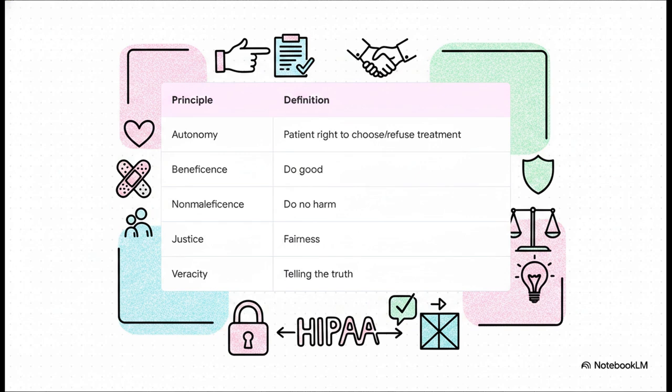Beneficence simply means to do good. Non-maleficence is all about doing no harm. Justice means fairness and care. And veracity, that just means telling the truth. Oh, and never, ever forget your duty to protect patient confidentiality and HIPAA. Absolutely no elevator gossip, folks.